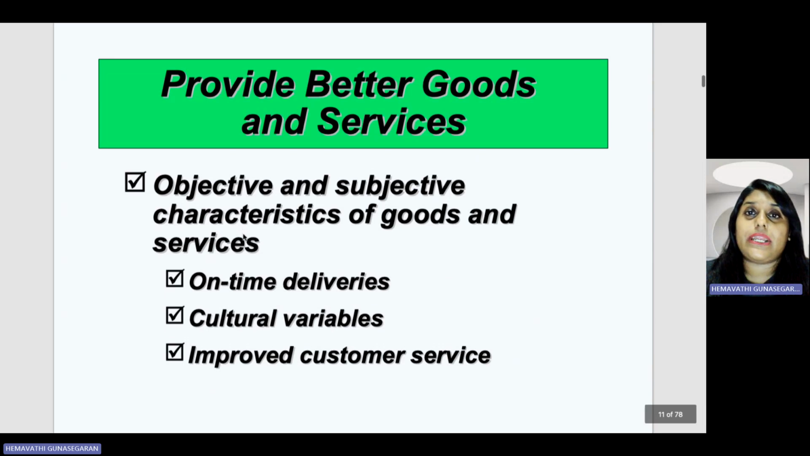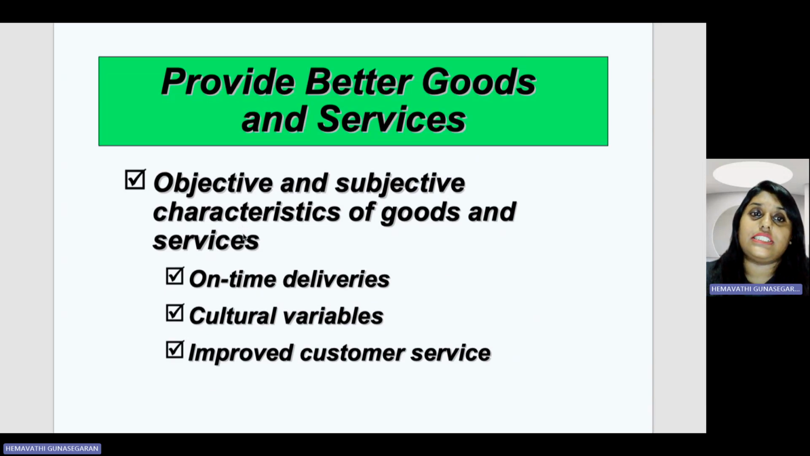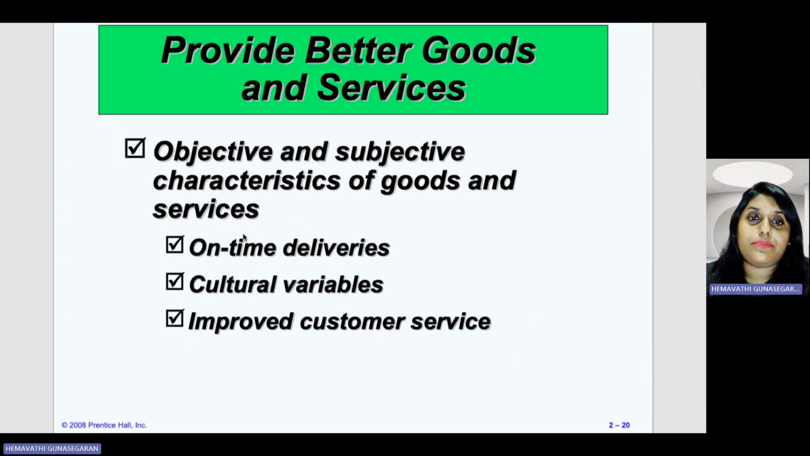And then we have providing better goods and services. For instance, we are going to provide on-time deliverables, cultural variables, and improved customer service, right? Because we are associating with different countries, because we are globalizing our business, the cultural differences and diversity are going to be there. So when all these diverse variables are there, the customer service is going to be different, unique, as well as improved from a localized business.